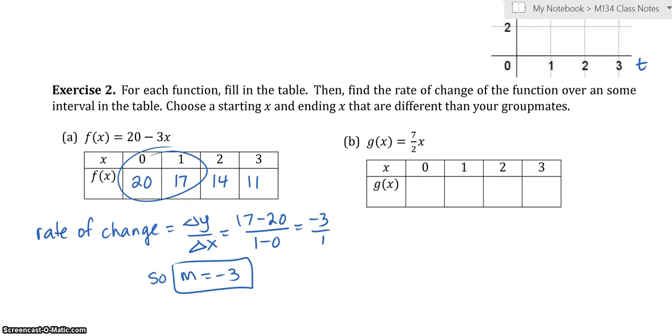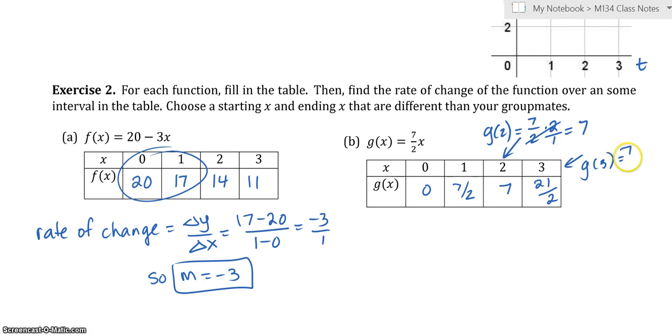Part B. Plugging in a 1, you just get a 7 over 2. Plug in a 0, 0 times anything is 0. Plug in 2, the 2's cancel. I'll just show that one. 7 over 2 times 2 would be g of 2, and this would be over 1. It's 14 over 2, or the 2's cancel, and you get 7. For this one, nothing cancels. So you get 7 over 2 times 3 over 1. So it's 21 over 2, which you can use your calculator and get a decimal if you want.